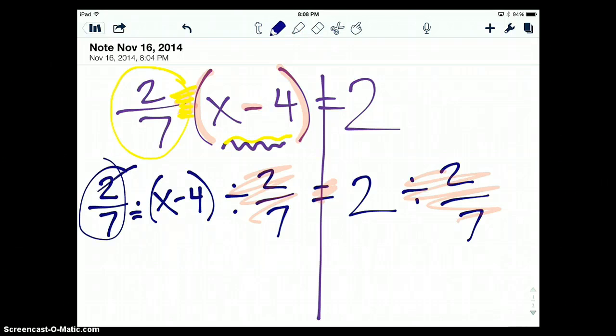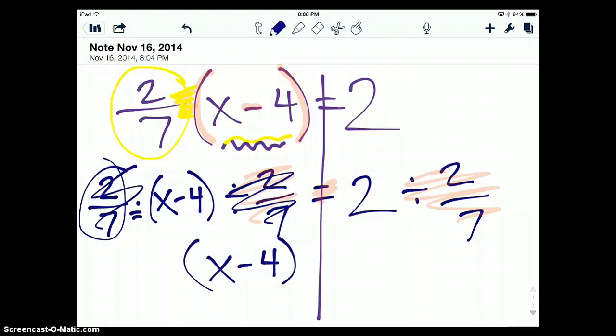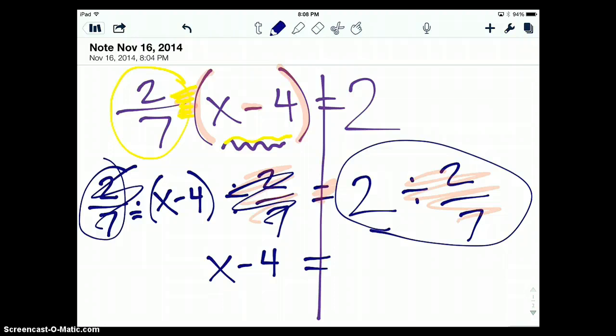So now this and this will go away because they're inverses of each other. A number divided by itself is just 1. So we're left with the quantity of x minus 4, which really we don't need the parentheses anymore because there's nothing on the outside anymore. Now over on the right, we're going to need to do this division. And you know how to do this division. You don't have to freak out.